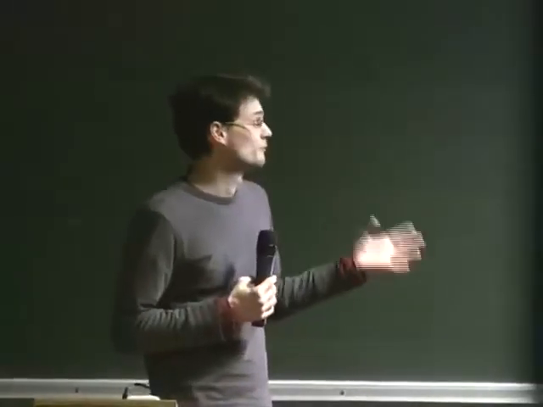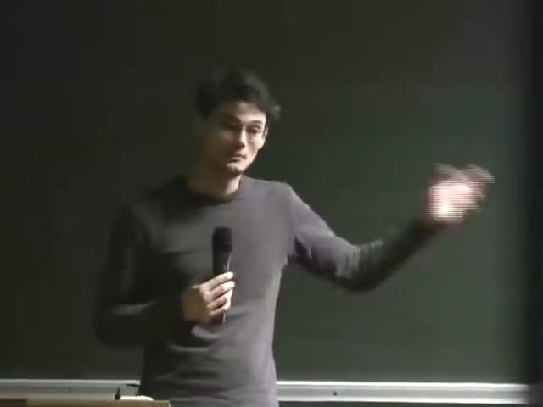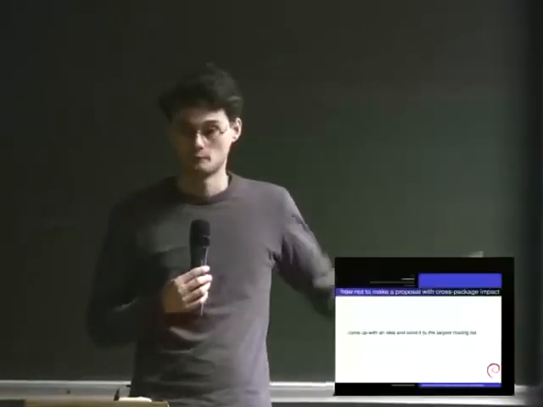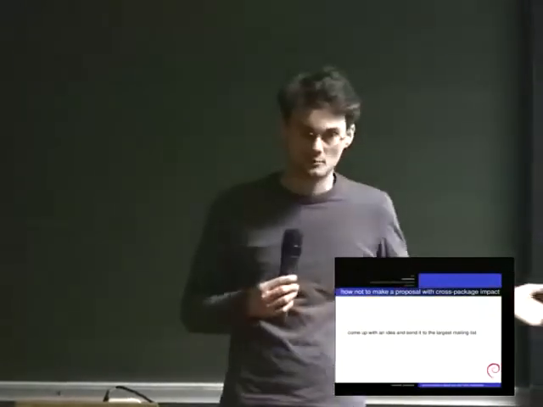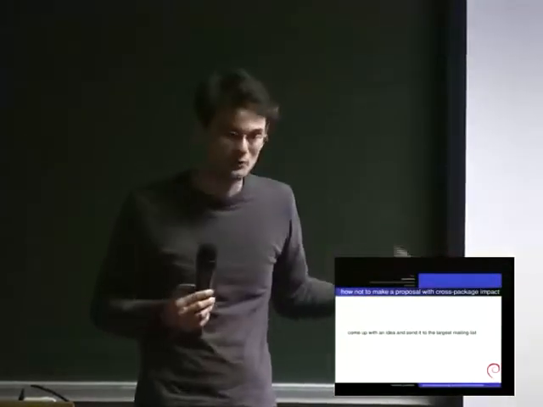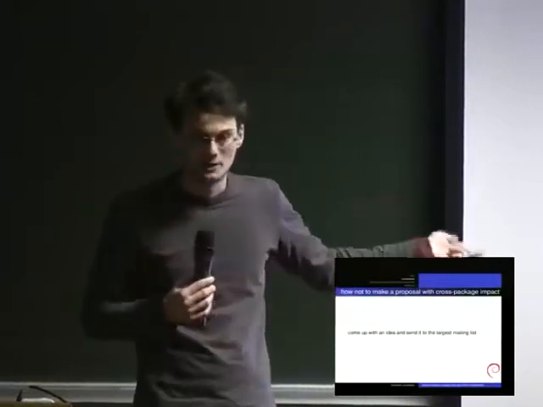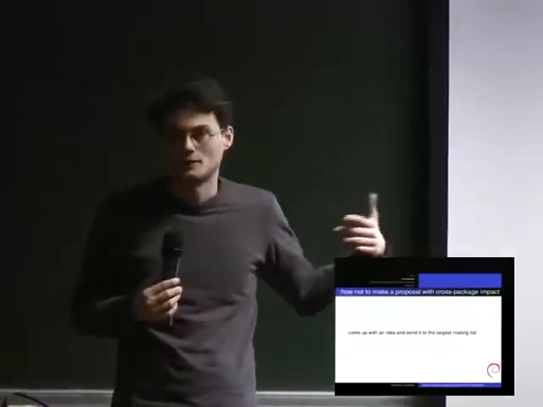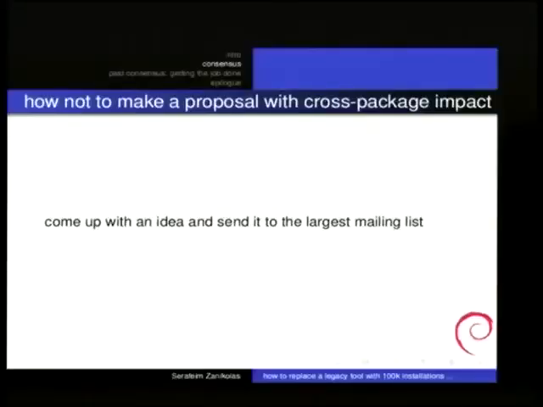So the worst way of making a proposal with cross-package impact is to just send an email to the largest mailing list with a half-baked idea. So something you haven't tried out, something you haven't discussed with other people, you just send it to the largest mailing list, and then chances are it's not going to be good because you haven't really thought about it, but the people that are directly impacted would also be upset because they would be like, you haven't consulted with us. So this is how I did it more or less the first time. Not as bad as that: I discussed it with a few people, but not enough.